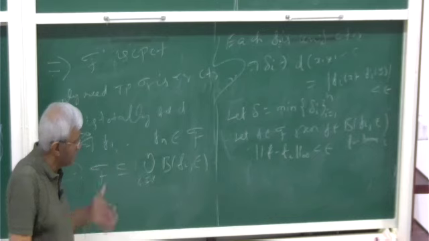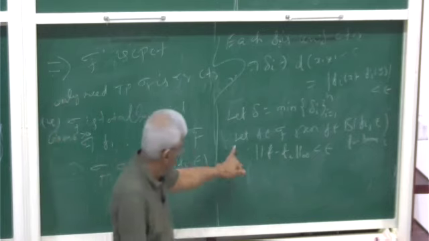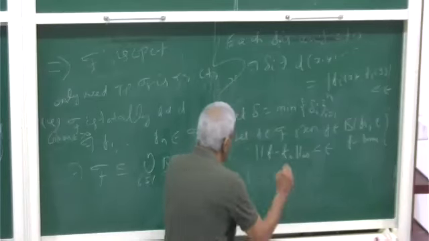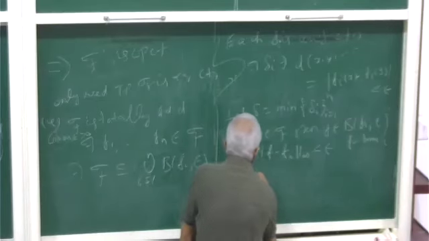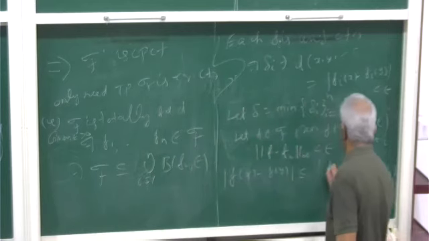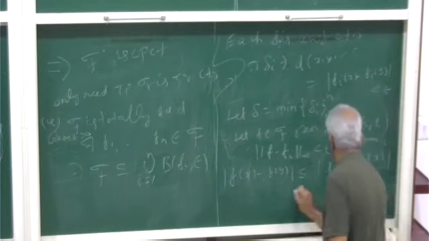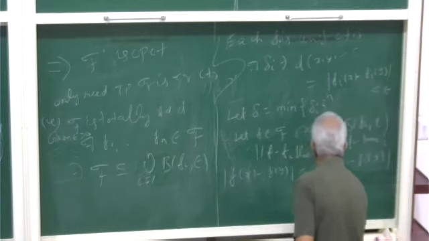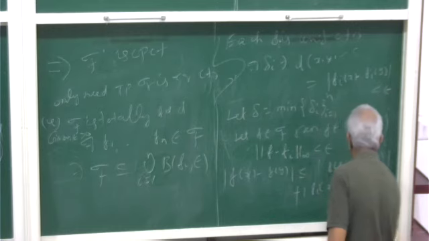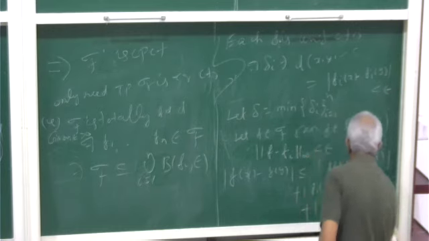F is in script F means it should be in one of them, because the union covers that. So then this is true. Now it is just |f(x) - f(y)| is less than or equal to |f(x) - f_i(x)| + |f_i(x) - f_i(y)| + |f_i(y) - f(y)|.